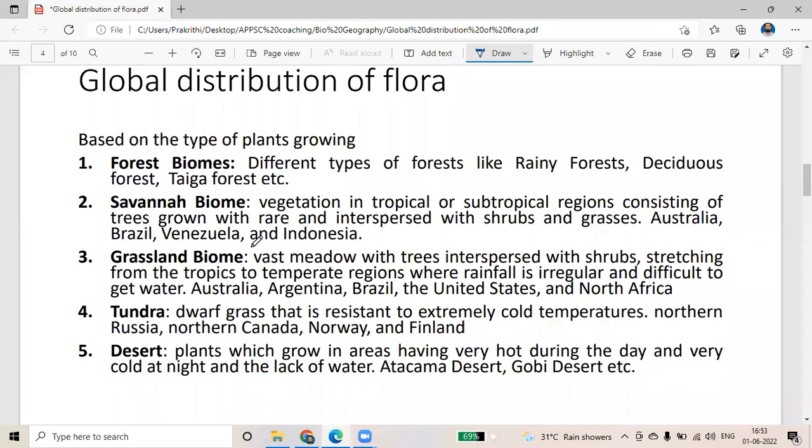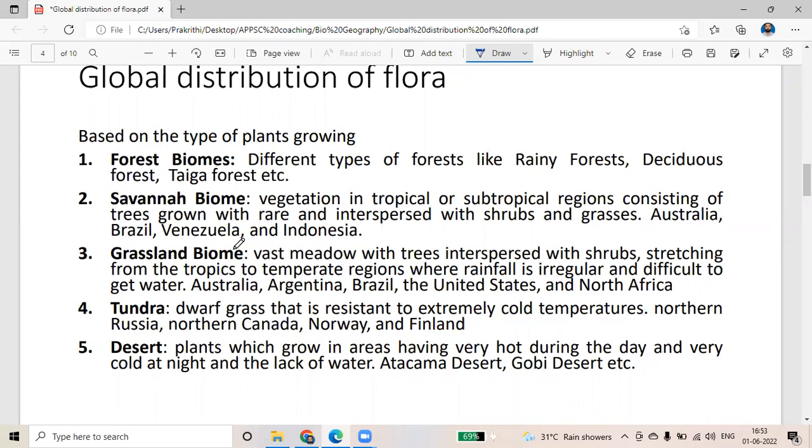Grassland is also distributed throughout. So in all areas, these biomes are distributed. But the thing is that these biomes, forest biomes, desert, these are all dominating biomes. So this is one kind of floral distribution of the Earth's surface.